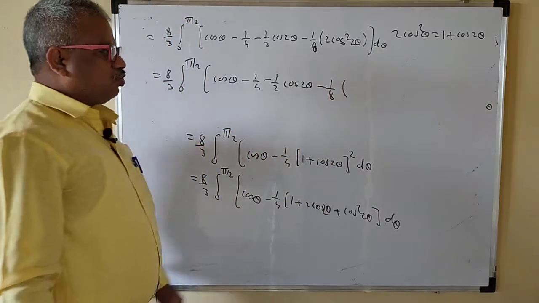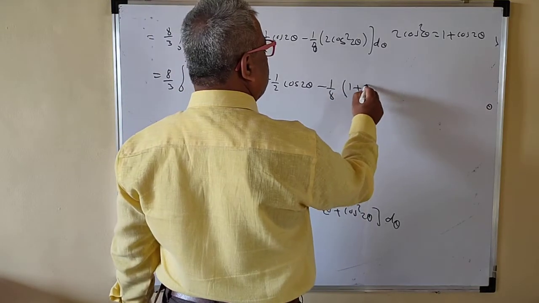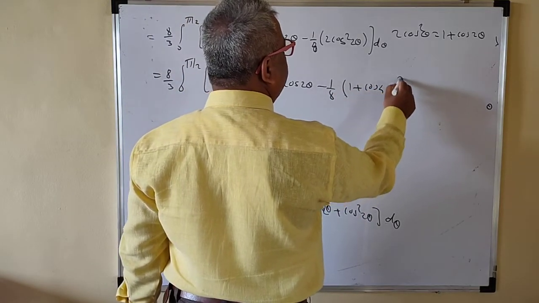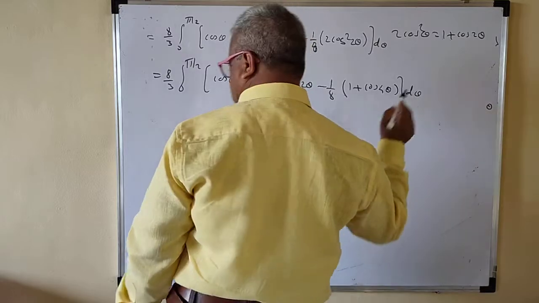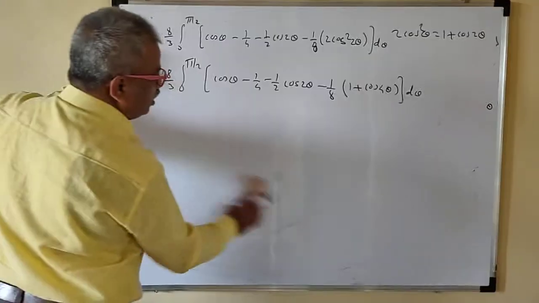Okay, so I can write 2 cos square 2 theta as 1 plus cos 4 theta. Now each term is integrable, so we can integrate it. Each term is integrable now.